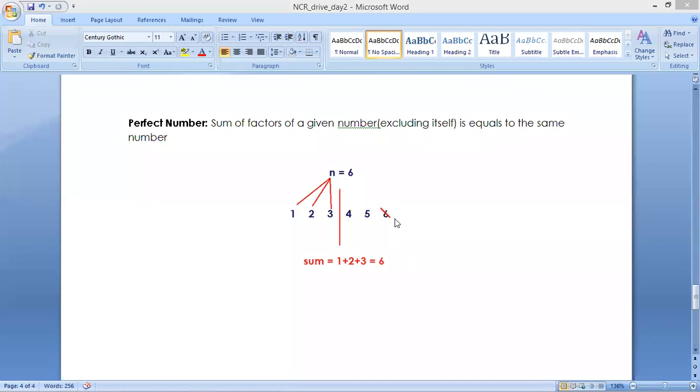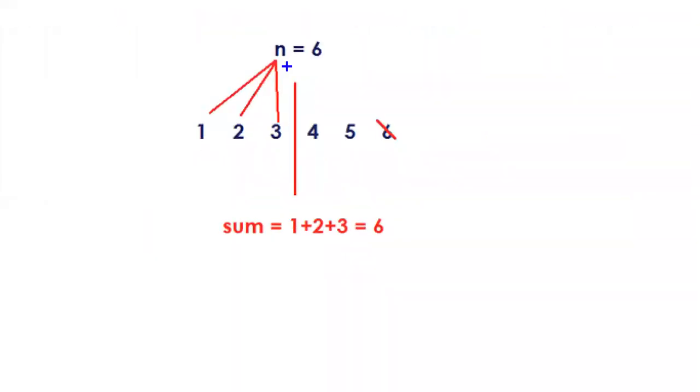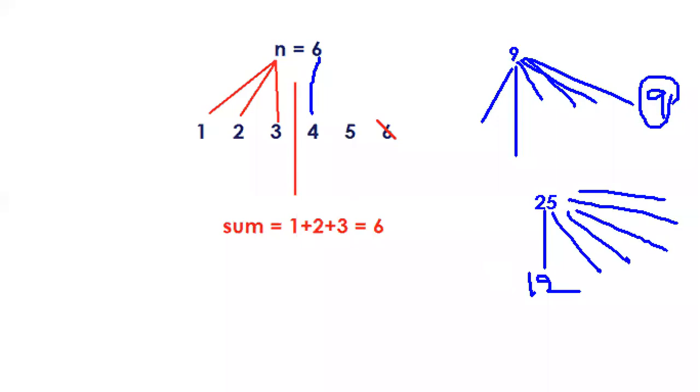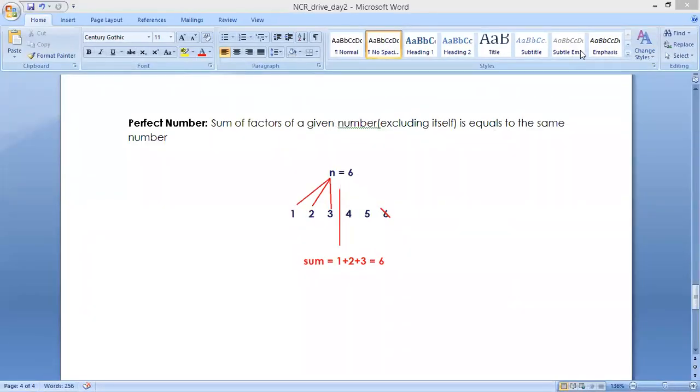After n by 2, you never get the factor. 6 is not divisible. Suppose if you take 9, factors you can find up to less than 5 only, 4 only. 5, 6, 7, 8 are not the factors. Only 9 is the factor. General thinking. So 25 factors means what? Up to 12 only factors you may find out. From n by 2 plus 1, you never get the factors except itself. That's why we are repeating only up to n by 2. That's it.